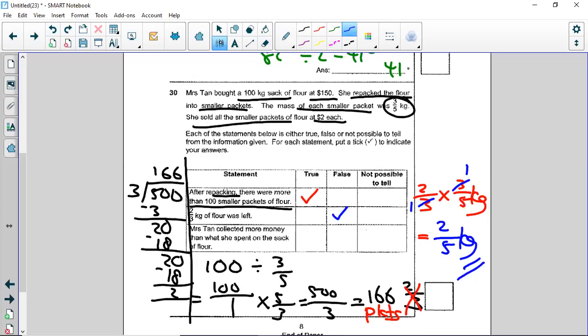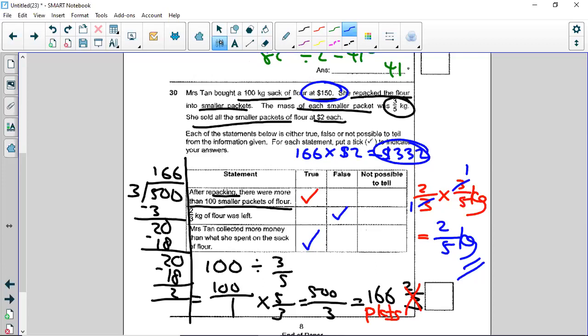Okay, Mrs. Tan collected more money than what she spent. If there are 166 packets, how much did she collect? Times $2, right? You take 166 times 2, which is definitely more than $150 already. So she will have collected $332, which is more than how much she spent. So she must have earned more money. She collected more money than what she spent. True.